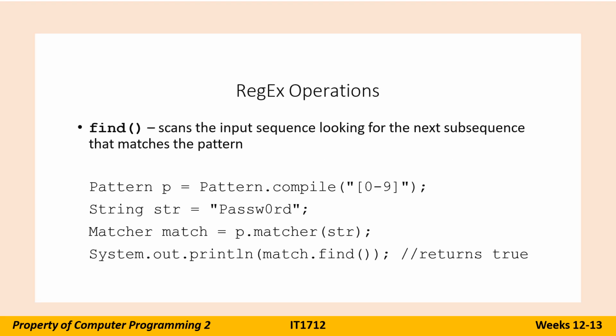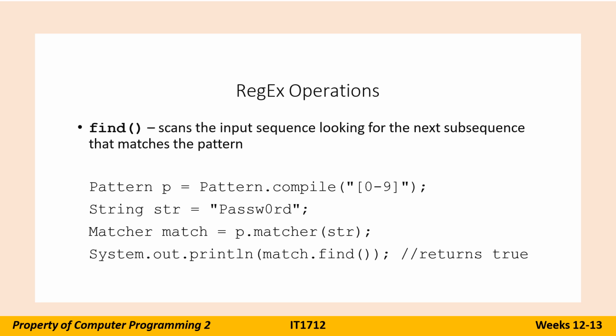The find method scans the input sequence looking for the next subsequence that matches the pattern in the given program. Pattern object p is created using the Pattern.compile method. The pattern [0-9] represents a regular expression that matches any single digit between 0 and 9. Then, a string str is defined as "_0 road". A matcher object match is created using the pattern object p and the matcher method.